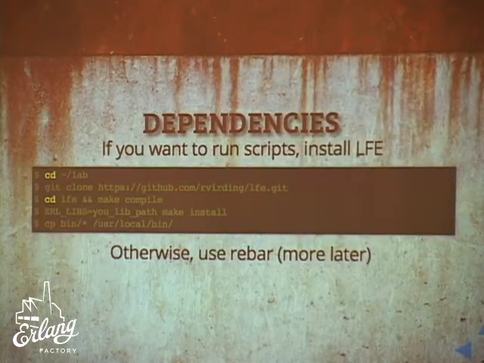So here's an example. If you want to run scripts, that's the first thing I'm going to look at. You're going to want to have LFE installed system-wide. If you don't think you will ever use scripts, then don't worry about it. You don't have to install LFE. You'll just use LFE as it's downloaded in Rebar.